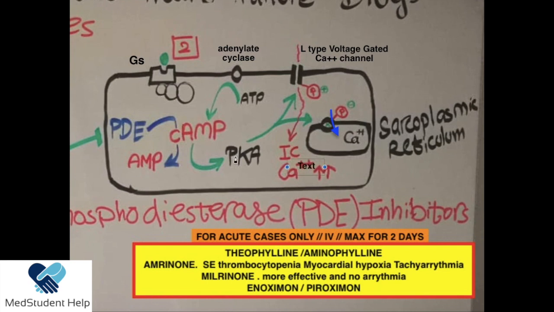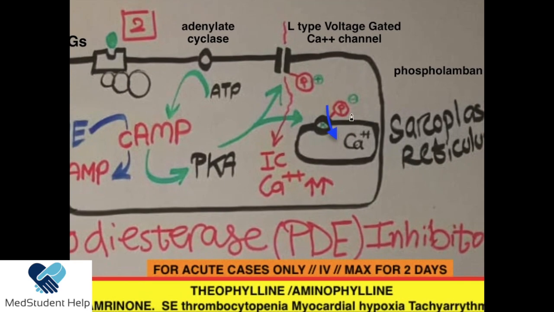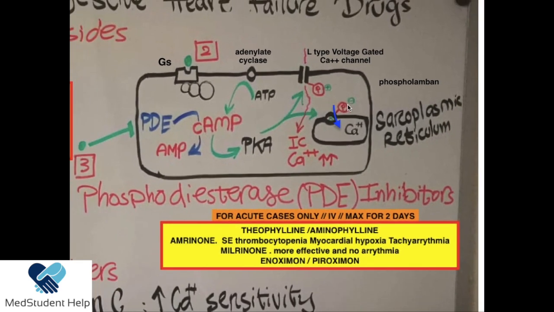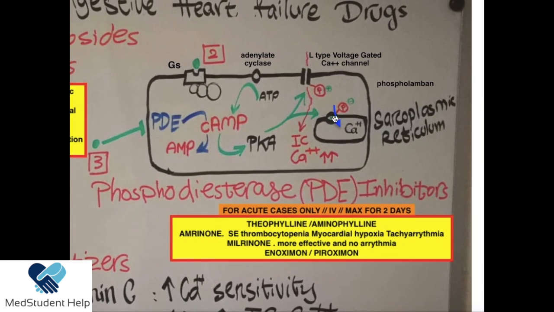Let me write this down. It is the phospholamban. Okay, so the phospholamban, right? Just in case you want to know it. So this calcium ATPase, when it's phosphorylated, you can see a small negative right next to it, which means that when it is phosphorylated, it is inhibited.